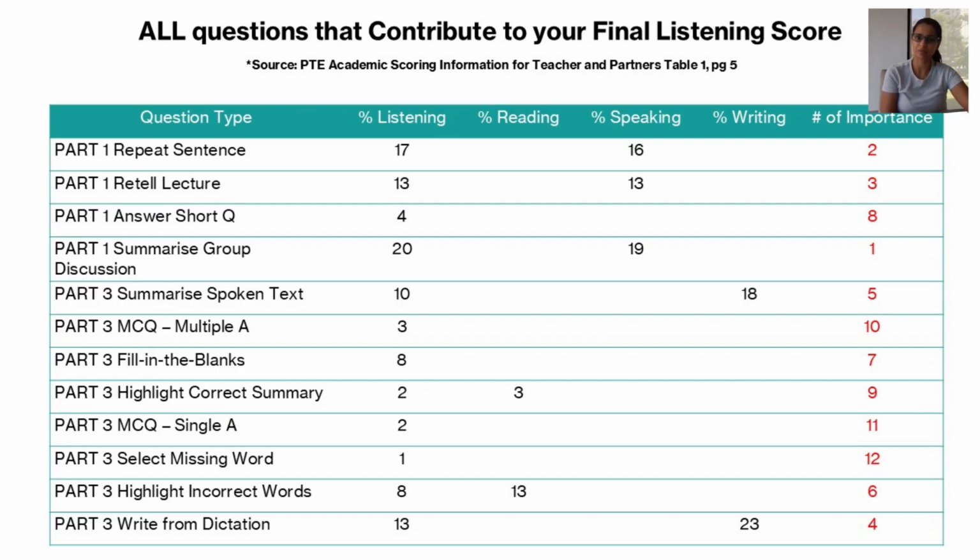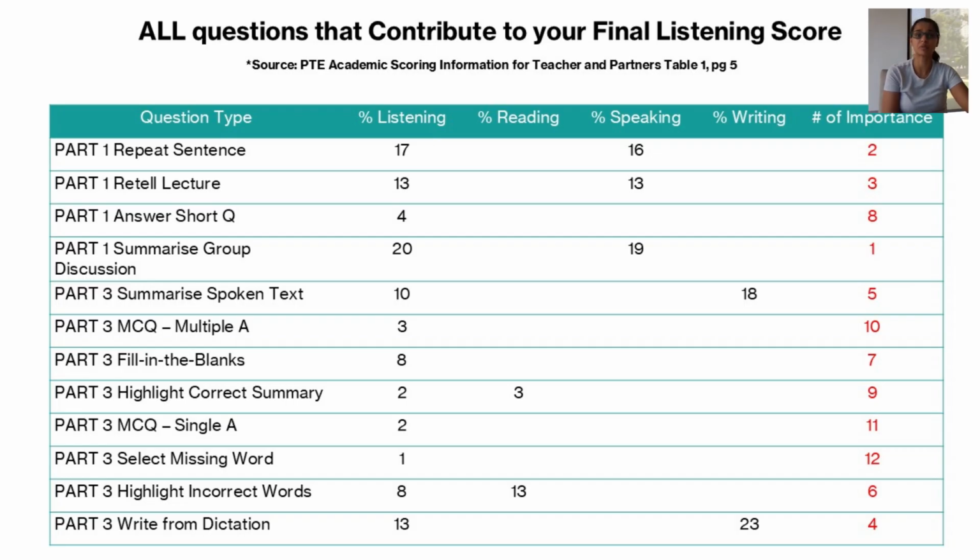They are summarize spoken text, multiple choice multiple answers, fill in the blanks typing in, highlight correct summary, multiple choice single answer, select missing word, highlight incorrect words, and write from dictation. Okay, now let's look at order of importance.